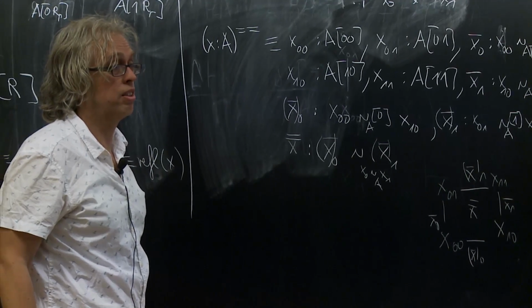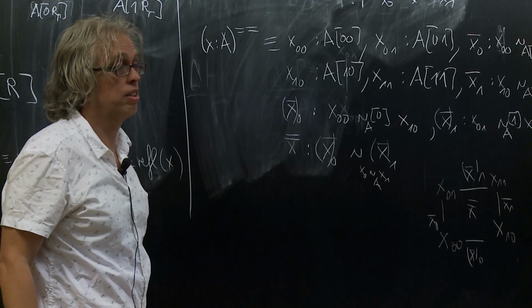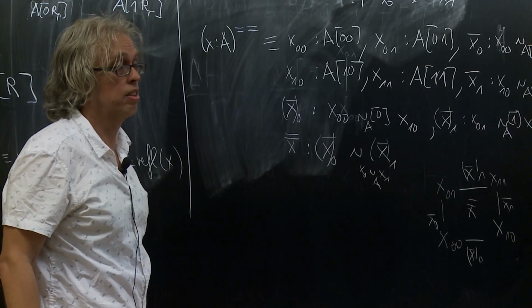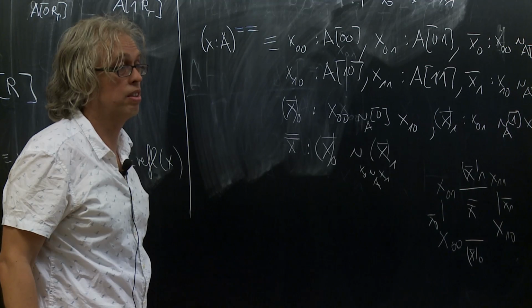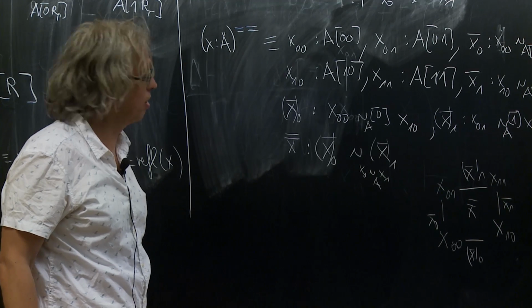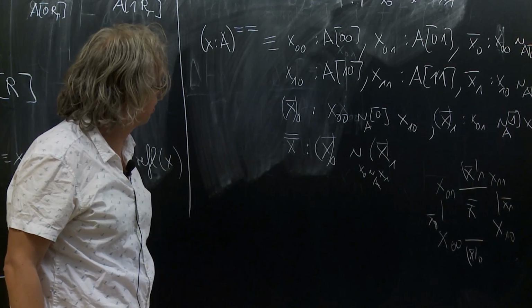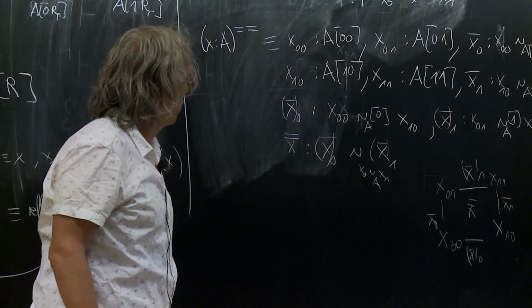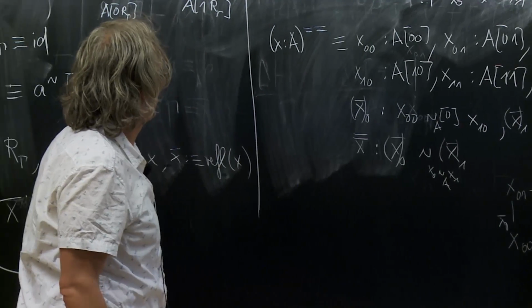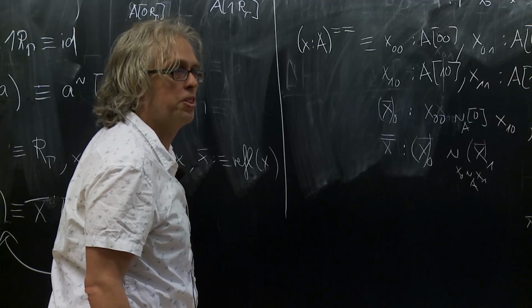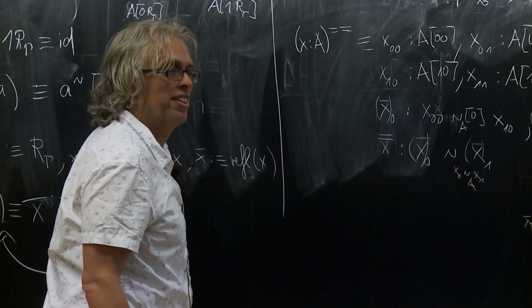How do you say that the boundary of x bar is indeed x0 bar and x1 bar? I think that follows just from the rules I've given.